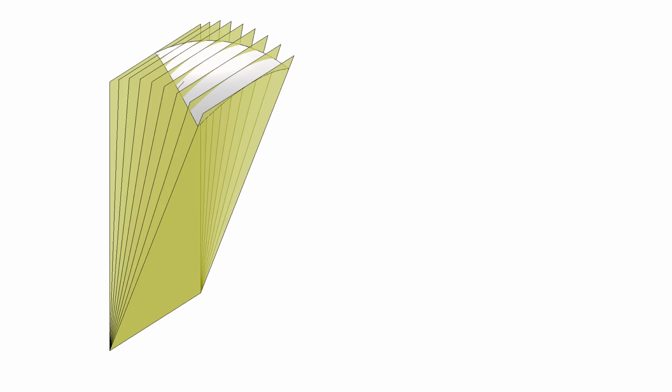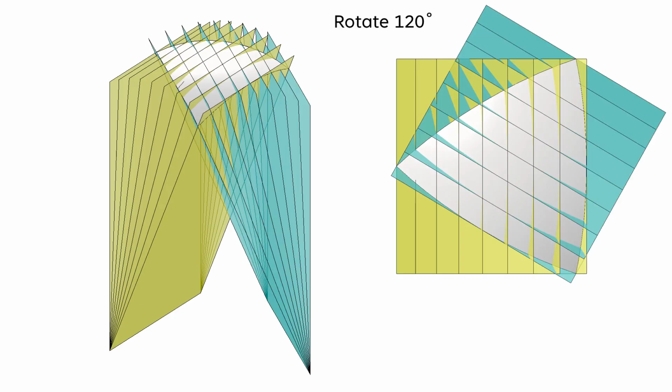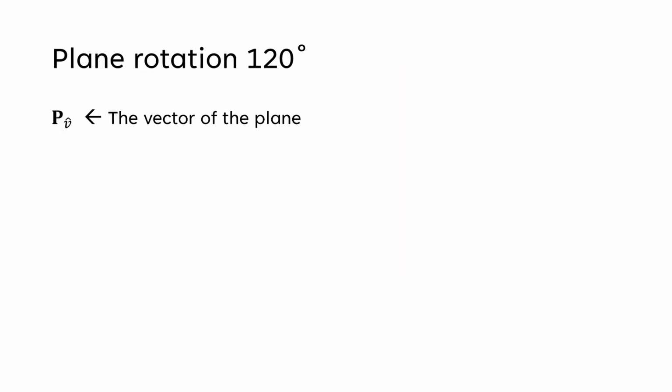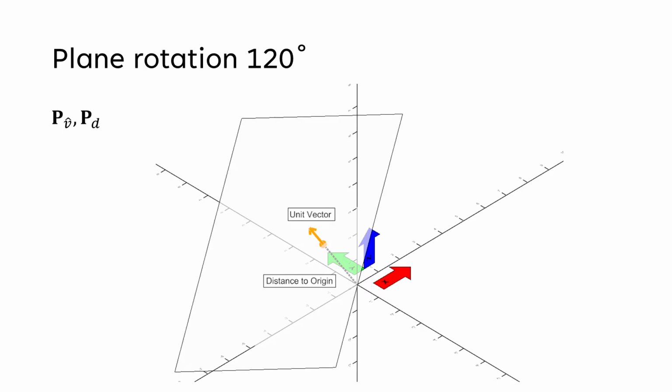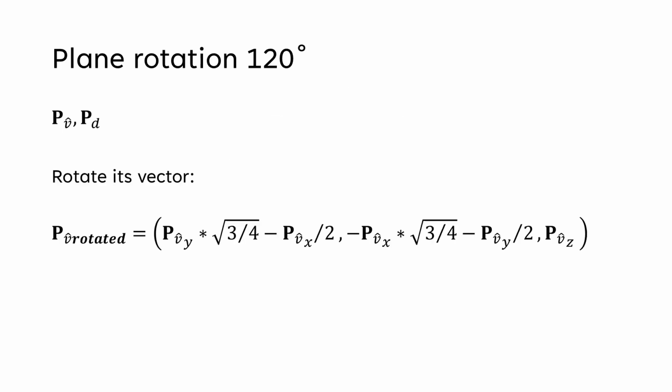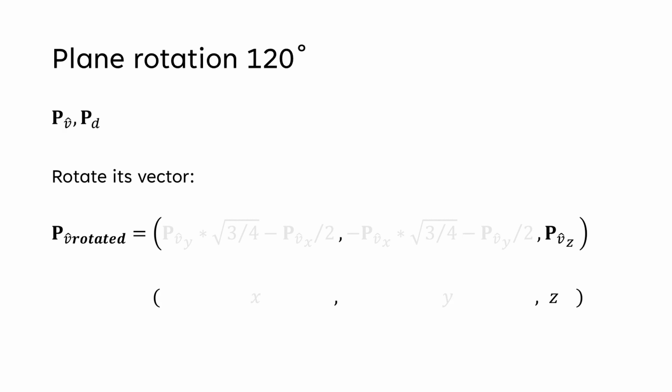To do so, rotate the slicing planes 120 degrees in top view. As said, the plane consists of a vector, which is its normal, and a distance to the origin. All we have to do is to rotate the vector. Here's the formula to do so. Let's break it down. The new x component is the square root of 3 over 4 multiplied by the old y component minus the old x component divided by 2. The new y component is minus the square root of 3 over 4 multiplied by the old x component minus the old y component divided by 2. The z component remains the same.